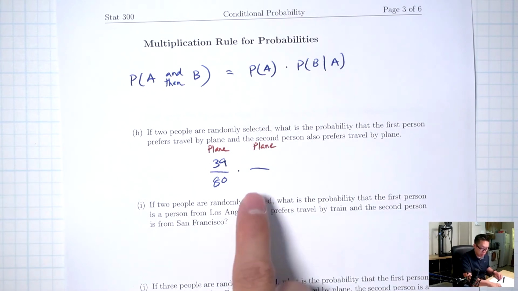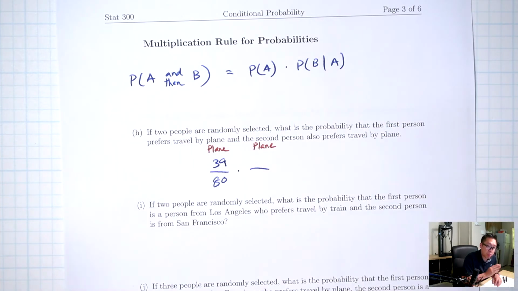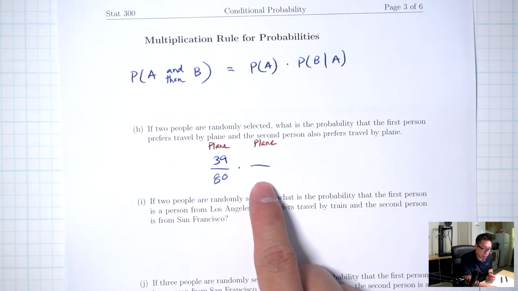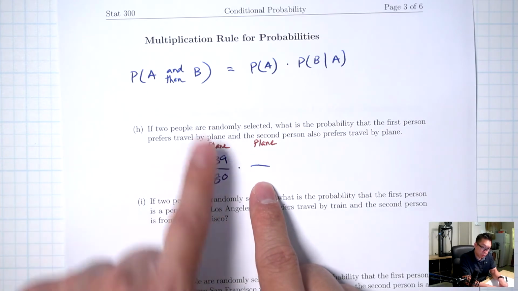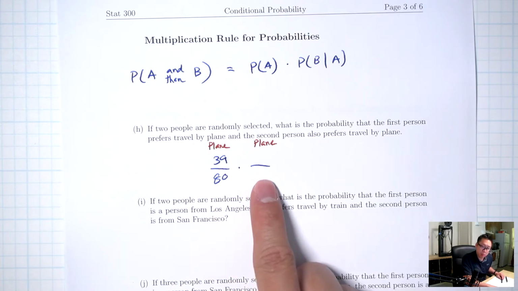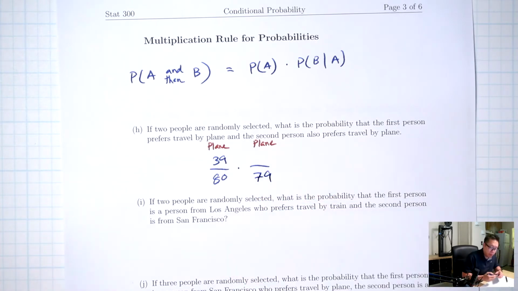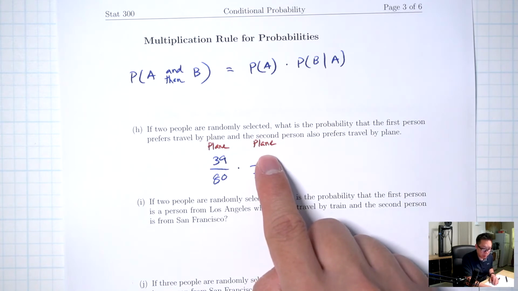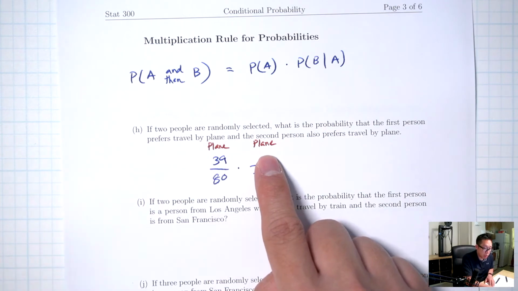Now for the second person, this is where we have to take into account that the first person was already picked. For the second fraction, the bottom, if we take into account that we already picked one person for the first slot, we don't have the full 80 anymore, right? We have one less person, so we're down to 79. And then for the top, I want the plane people.